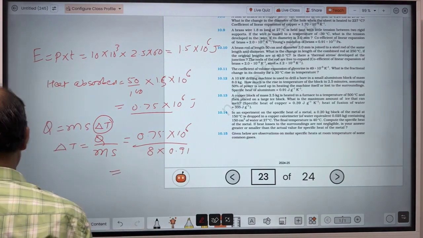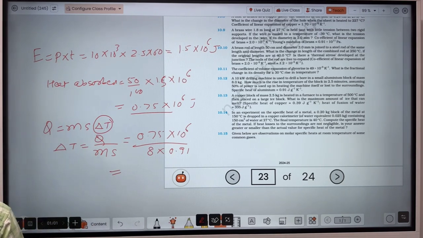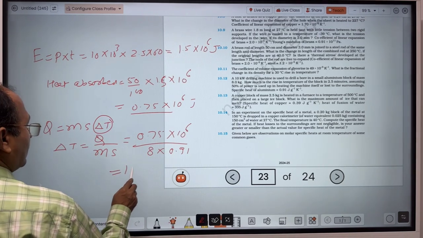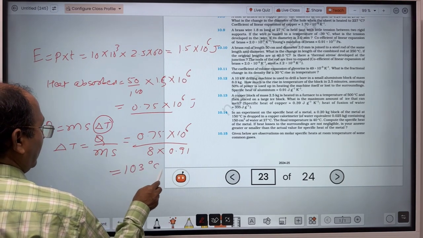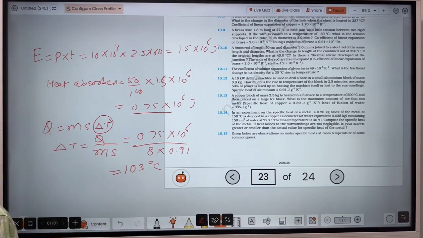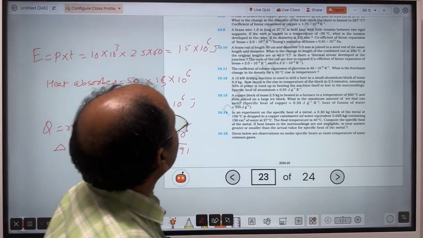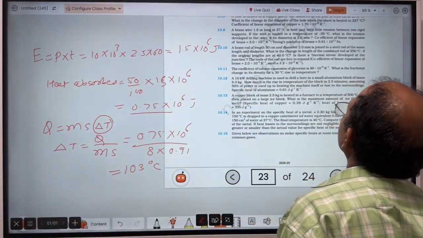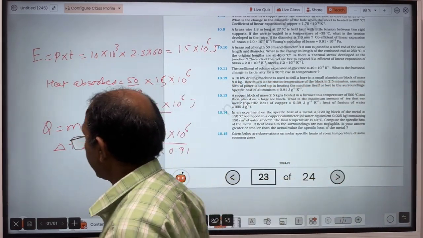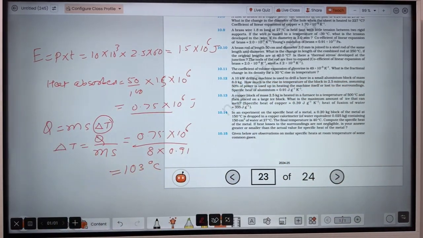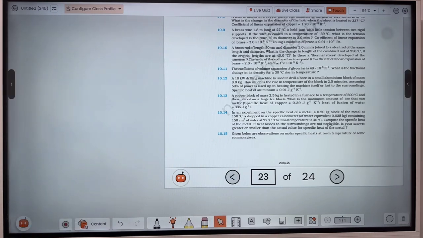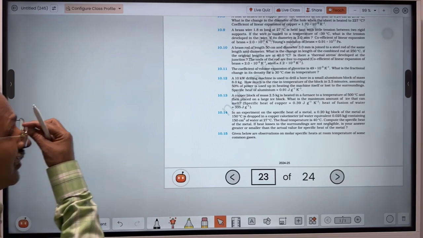Just evaluate it. So after evaluation, you will get around 103 degrees centigrade. Some fractional parts will also be there that you can do. I think if you do the calculation, you will understand. Now, let's go to the next question. We have done question number 12. Now, let's go to question number 13.